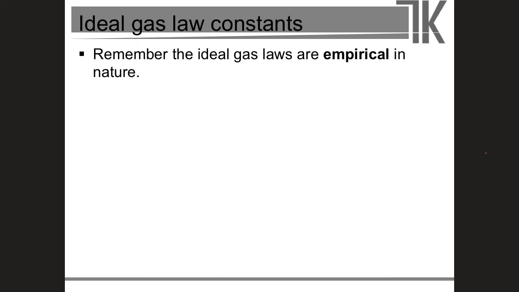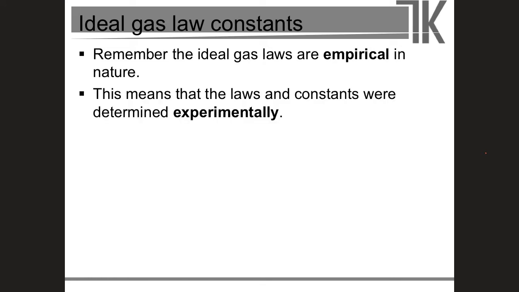So remember that our ideal gas laws are empirical in nature. Now that means that the laws and constants were determined experimentally. What exactly would we need to measure in order to determine these experimentally? So if you want to give that a go without any hints, pause the video now. Otherwise, I'll give you a couple of hints.